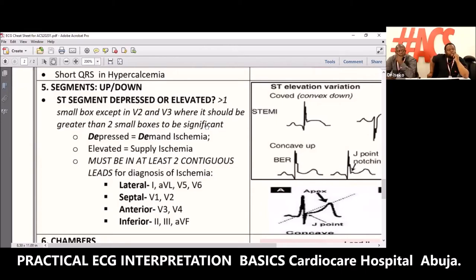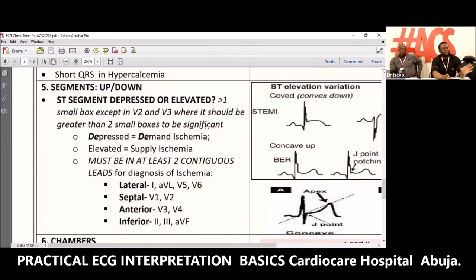However, you must make sure that it is in at least two contiguous leads for you to diagnose ischemia or heart attack. What are contiguous leads? Contiguous leads are simply two leads that are looking at the same area. So me and the doctor are both looking at this microphone, at this camera. If he says ST elevation and I say ST depression, or I say normal, forget about it, because perhaps one of our eyes is wrong. But if two of us are looking in the same direction and say there's an ST elevation, then at the voice of two witnesses, the matter is confirmed.